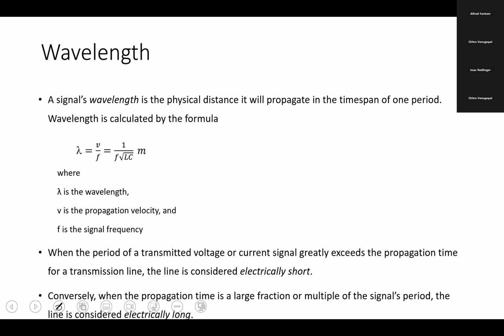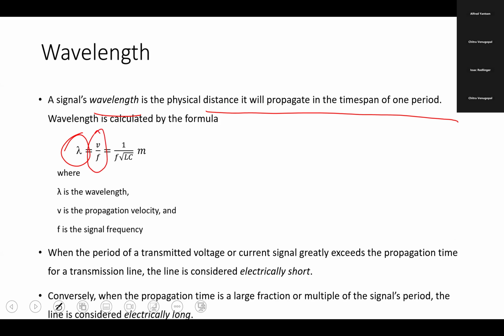Right. So the signal's wavelength is the physical distance it will propagate in the time of one period. So gamma, I told you, is the distance it travels with respect to time. How long that current is following the voltage, how many poles it crosses. So the physical distance it propagates within the time of one period is what we are talking about with gamma, which is giving us this ratio V over F.